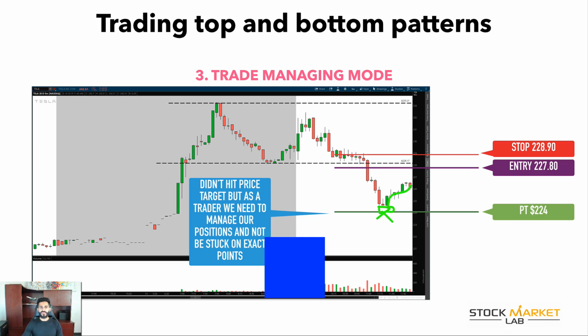Recognizing those moves is extremely, extremely important because you don't want to be stuck on getting out at exactly 224. You're entering at 227.8 as a short position, and then once it gets close to 224, you have to manage the trade and recognize that, okay, it looks weak. It looks like it's going to start going up, so I should take out profits or get out of my position at 224.4 instead of trying to sell exactly at my profit target.